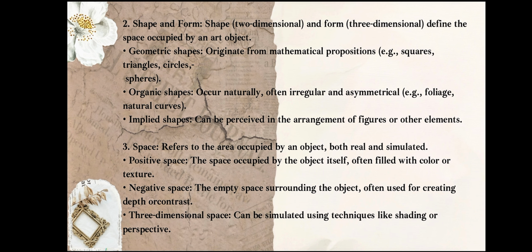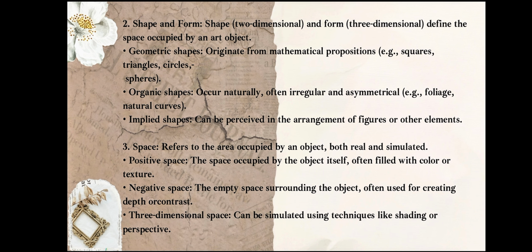Negative space is the empty space surrounding the object, often used for creating deep contrast. This refers to the empty space surrounding the object, which is often used to create depth or contrast.